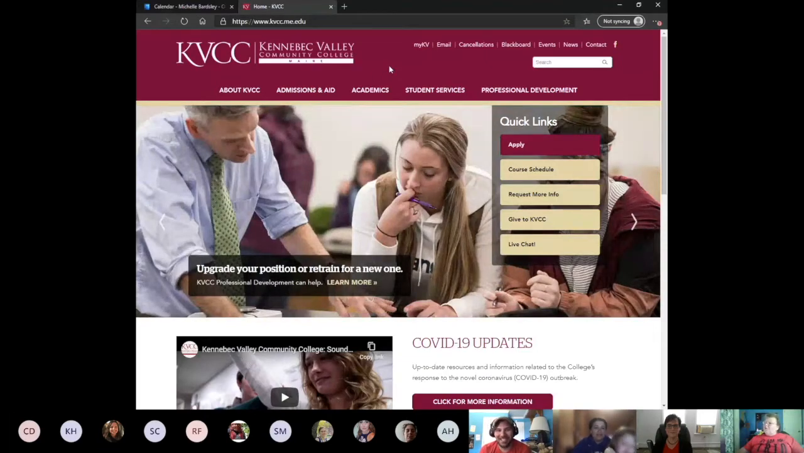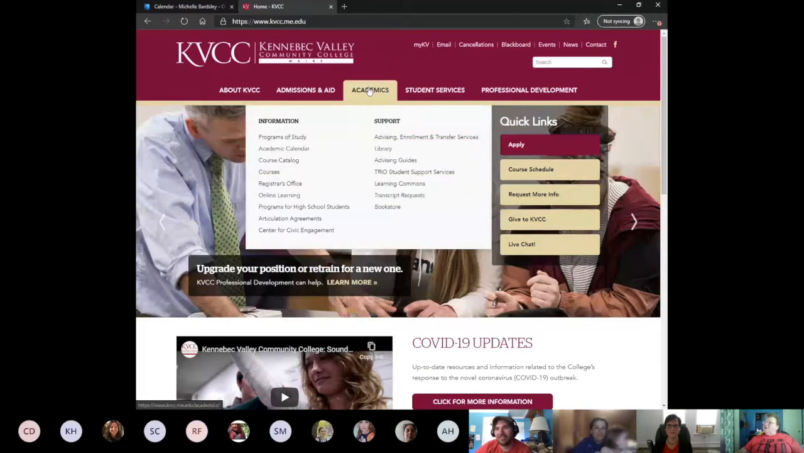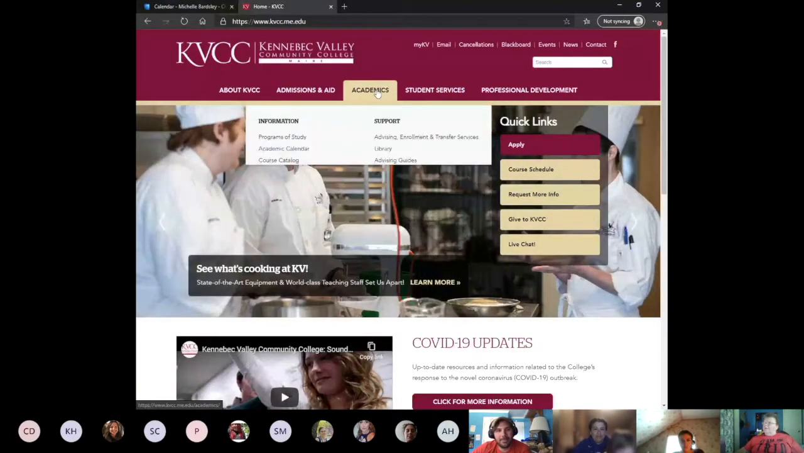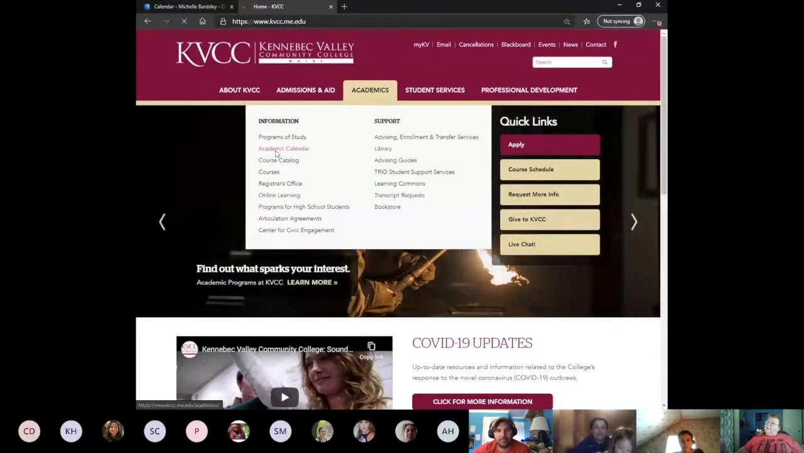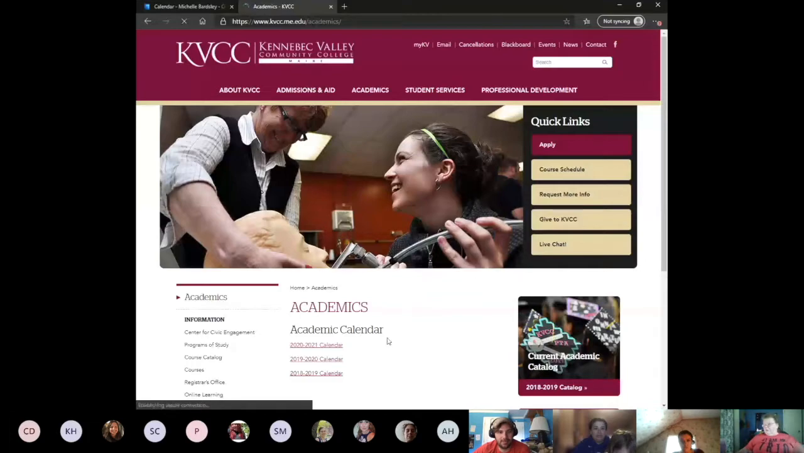Welcome to the KV homepage. If you hover over academics, you'll see that it's got two columns. On the left-hand side, you have, second one down, academic calendar. You click on that, and it lists the last 3 years. So the one that we're coming into is the 2020-2021.